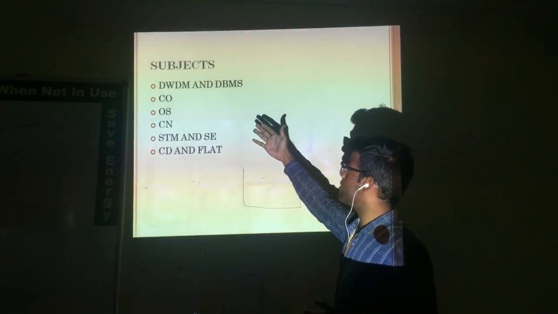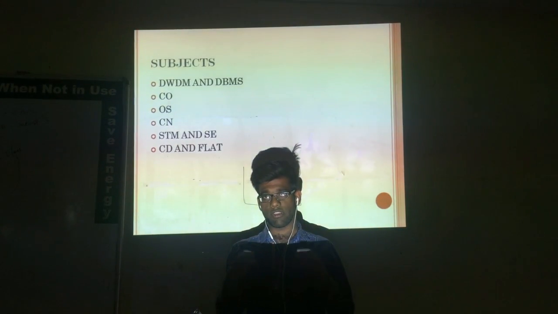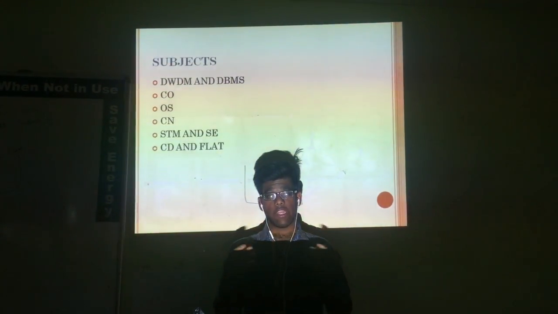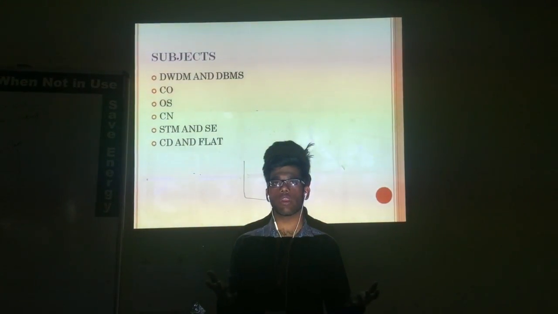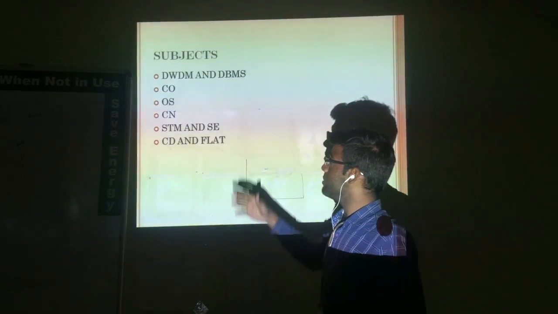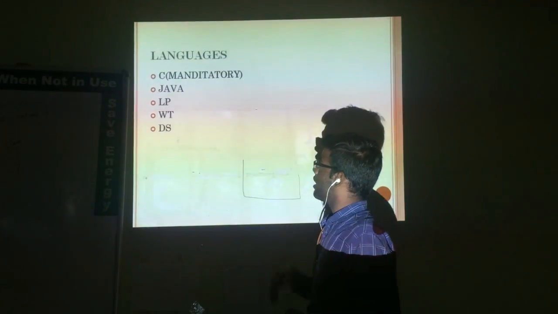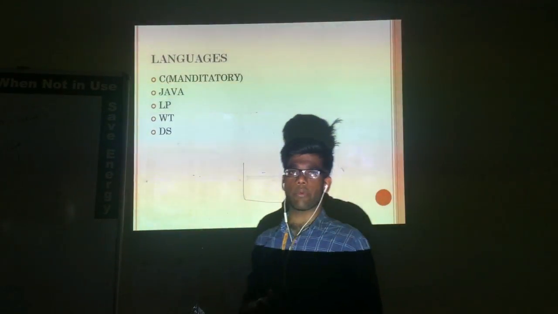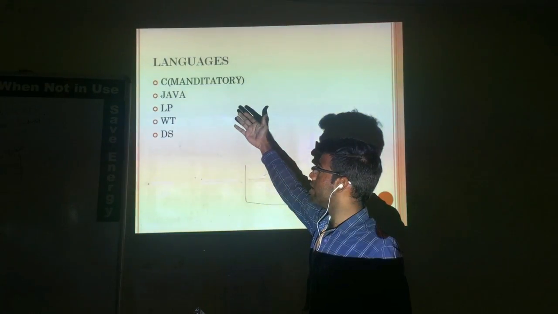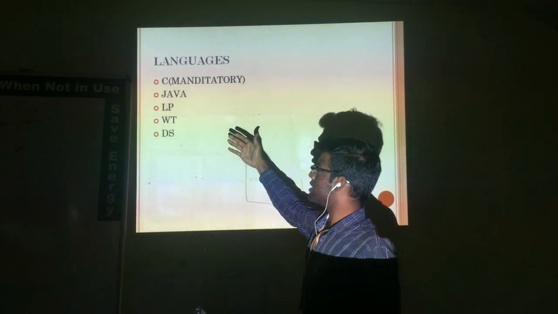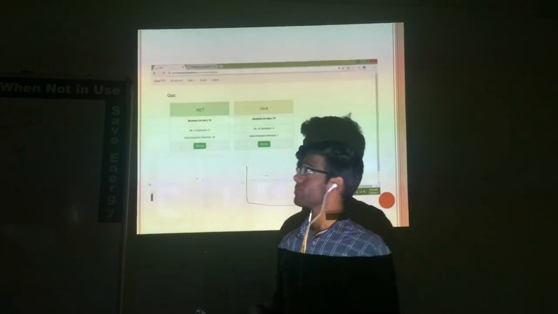For example, we have DWDM and DBMS. According to the R13 regulation, we have 5 units, and we need to select 20 questions from each unit, which totals to 100 questions. Similarly with COOS and the remaining subjects. Coming to the languages, the process is similar, with C as mandatory. Those who attempt the exam need to select any one language from Java, LP, WT, and DS.